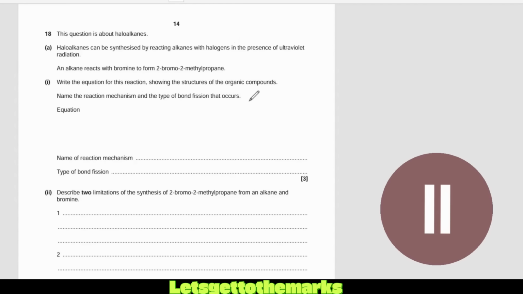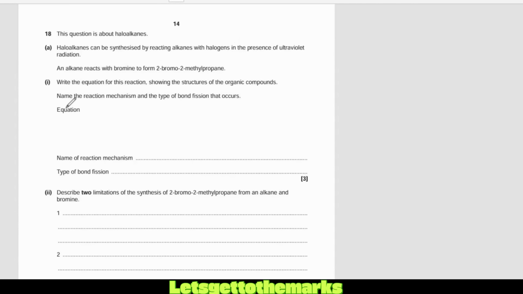Okay, haloalkanes can be synthesized by reacting alkanes with halogens in the presence of UV radiation. An alkane reacts with bromine to form 2-bromo-2-methylpropane. Write the equation for this reaction, so that's going to be worth 1 mark, showing the structures of the organic compounds. And then the second mark is for naming the reaction mechanism, and the third mark, the type of bond fission that occurs. So I'm going to go through the explanation now.